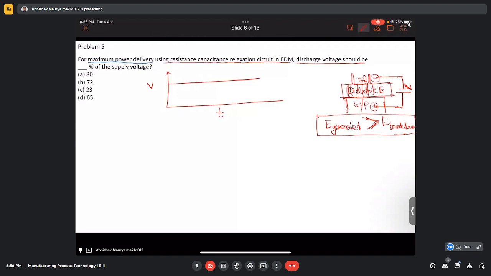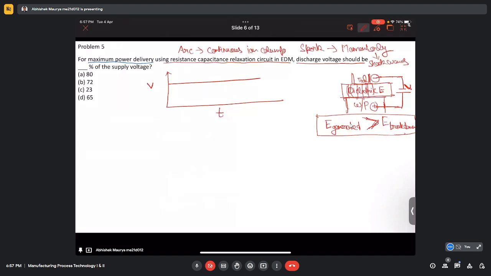As I told, what is arc? Arc is a continuous ion column, whereas spark is momentary. We don't want a continuous ion column, we want a momentary spark, because we want to generate shock waves. Shock waves can be generated when this ion column dies out.